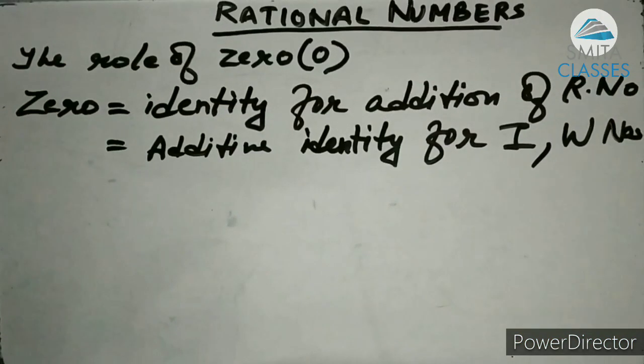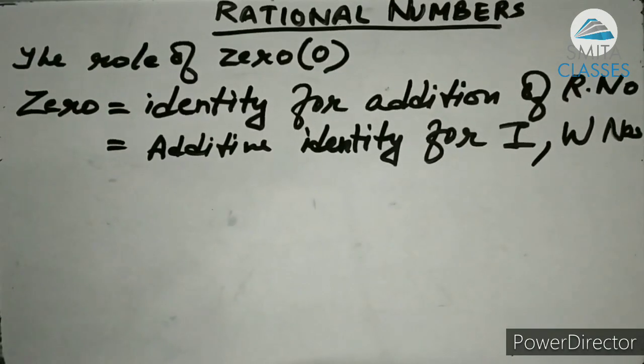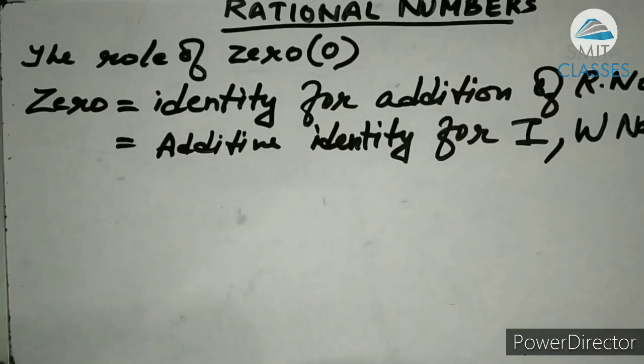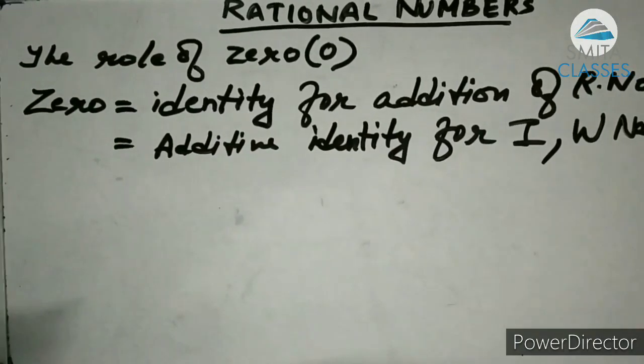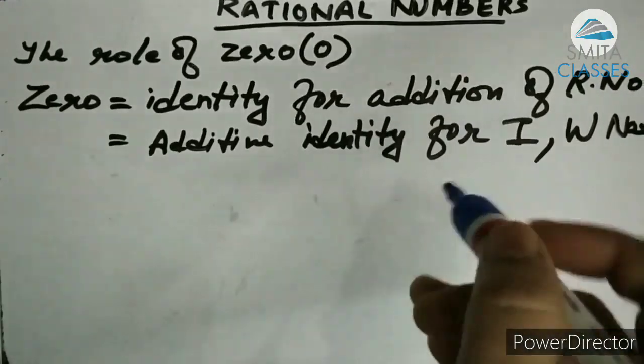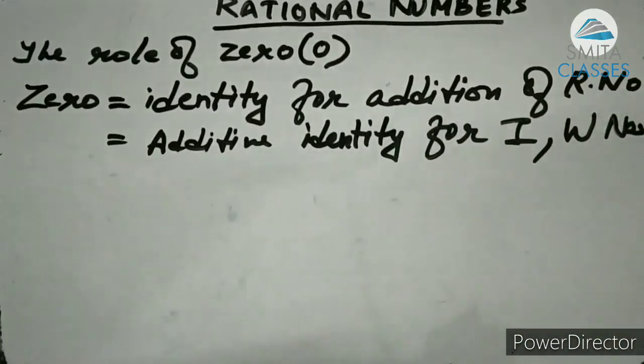Now we will study the role of 0 in rational numbers. 0 is called the identity for addition of rational numbers. 0 is also called the additive identity for integers as well as whole numbers.